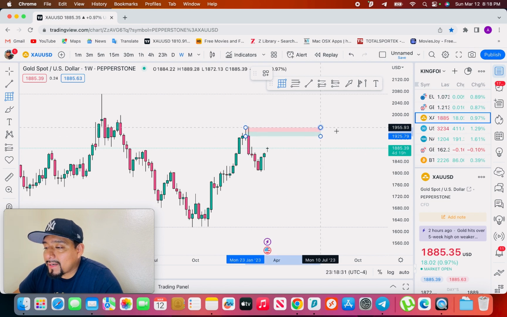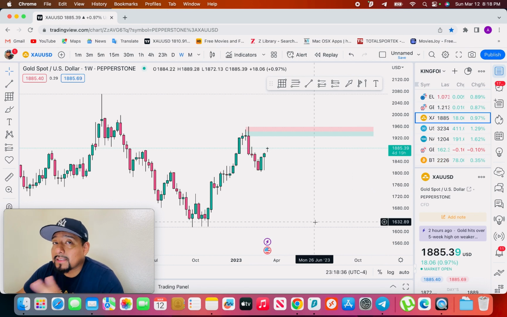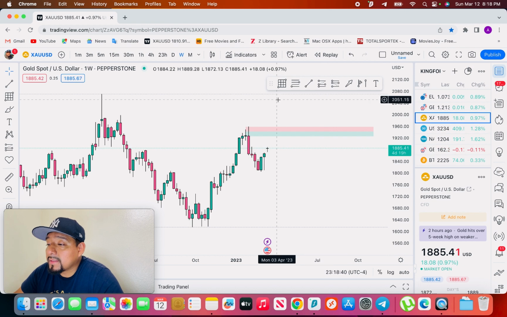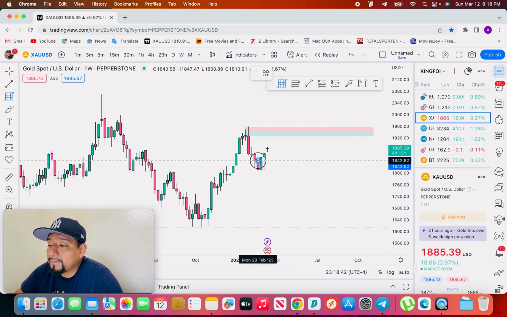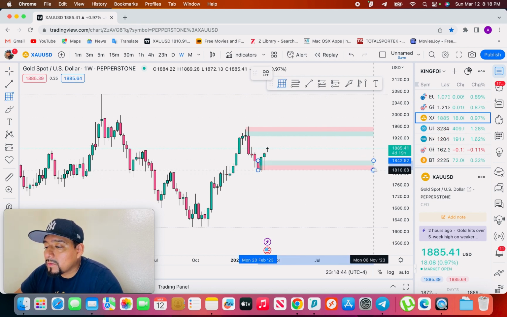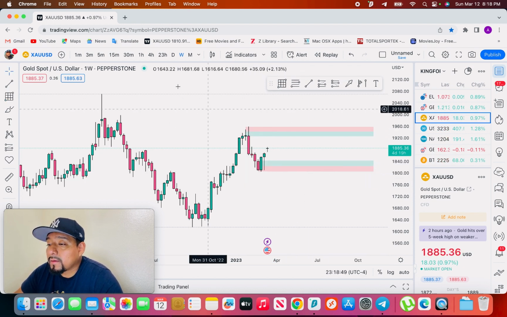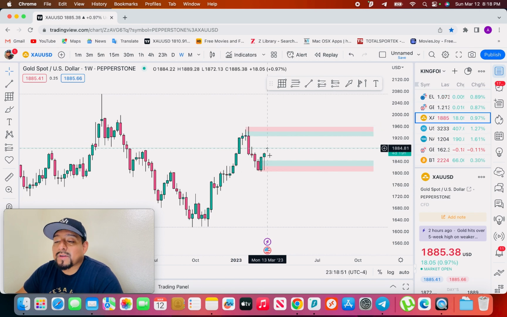I already see an order block right here. What I like to do is see both sides of the market, the buy opportunities and also the sell opportunities. I like to draw the fibs as well. I have another order block right here, right? And so this is pretty much the weekly.